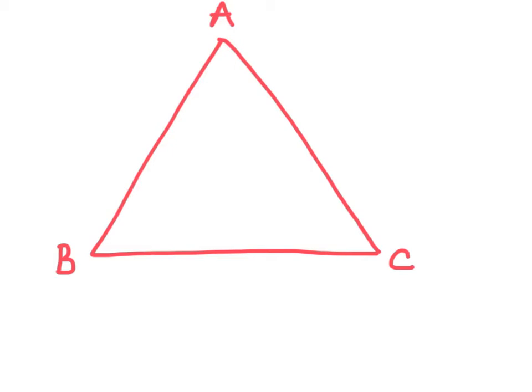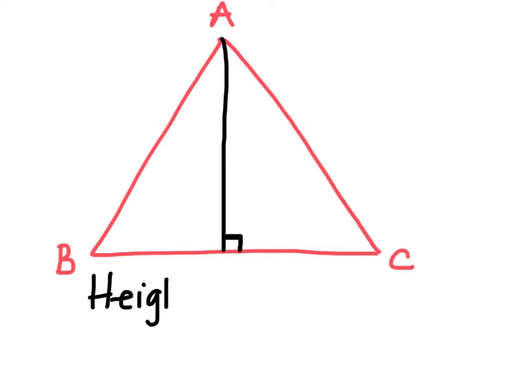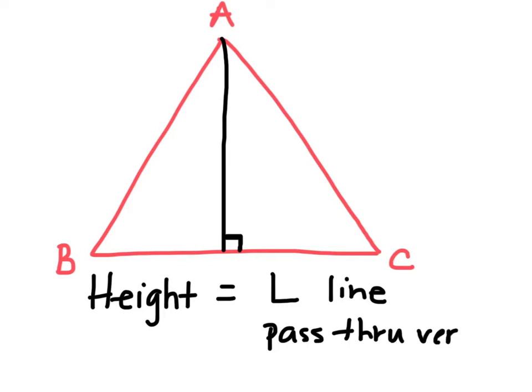So if we're to draw the height on this triangle ABC, where the base is line BC, the height will be right here. It's perpendicular, or at a right angle, to line BC. Remember, this little mark right here means right angle. And it passes through vertex A. So in order to be the height of a triangle, it has to meet those 2 rules. It has to be a perpendicular line. This symbol means perpendicular. And it has to pass through a vertex. If it doesn't meet those 2 rules, it can't be the height.